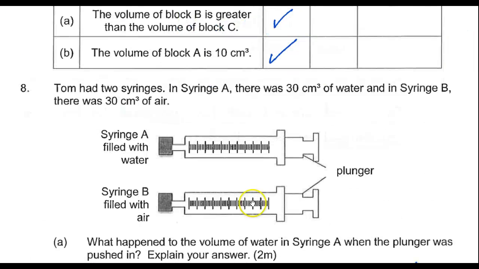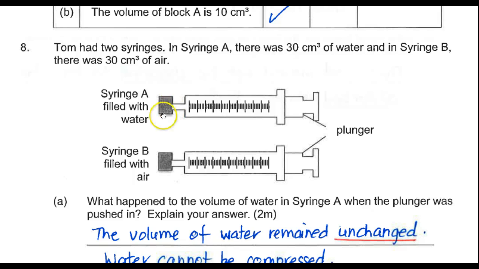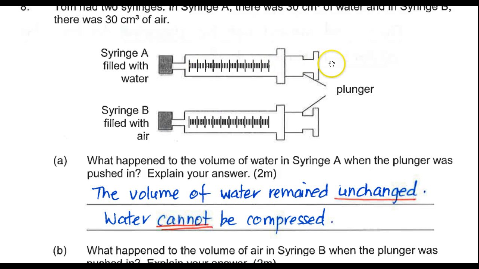All right, next, over here, now remember these two stuff means the strings are being blocked. Okay, inside string A is filled with water, and this is just air. So what happened to the volume of string A? 2 marks, right? Now if you press the plunger, this water, because it cannot be compressed, it will not move, and the volume of the water will remain the same. See, volume of water remain unchanged. Why? Explain the answer. Because water cannot be compressed, right? That's how you support your answer.